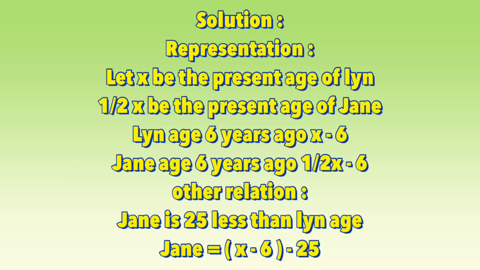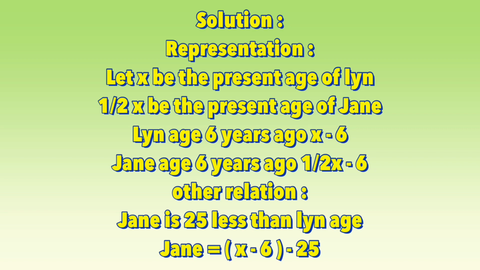So for our solution, we also need a representation to determine who is the x. Okay, let x be the present age of Lynn, and 1/2 x be the present age of Jane. Lynn's age 6 years ago is x minus 6. We subtract if it is asking for the past, or ago. Jane's age 6 years ago is 1/2 x minus 6.